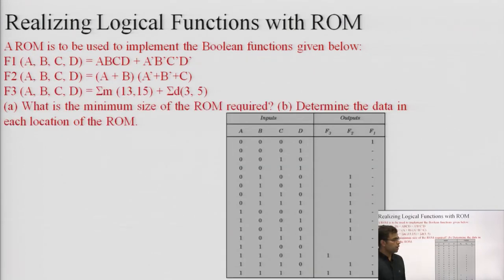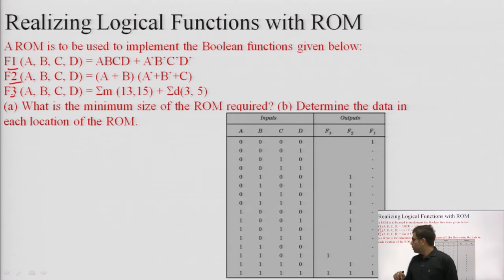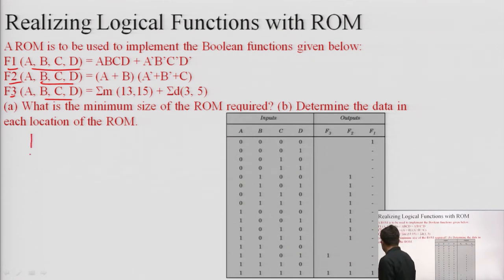Okay. Now, we are not provided with a description, we are provided that a ROM is to be used to implement the Boolean functions given below. That means three outputs have to be implemented, F1, F2 and F3. That means, definitely there are going to be three OR gates. This is clear to me. Okay. A, B, C, D, that means there are four inputs. So, things are getting clearer. There are four inputs, that means the decoder size has to be 4 cross 16. So, let us take a 4 cross 16 decoder.